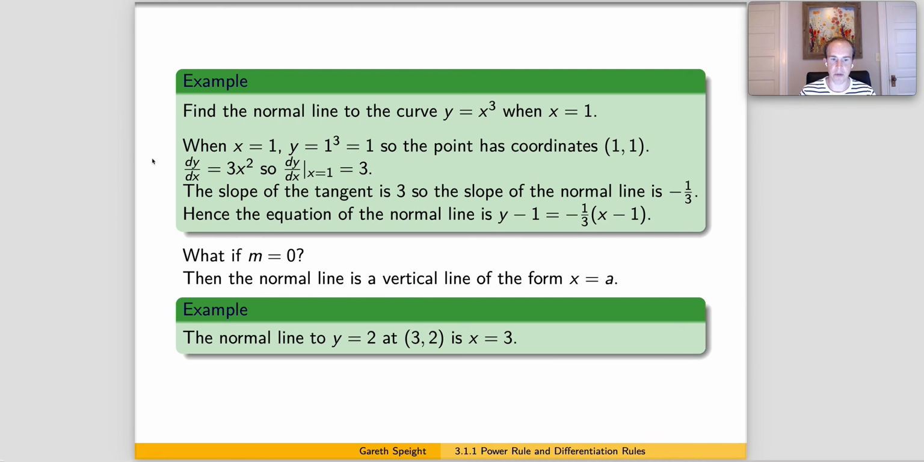So I have to think, okay, what am I doing? Well, y equals 2 is a horizontal line. So the normal line should be a vertical line. So it should be x equals a, and it should pass through (3, 2). So it has to pass through x equals 3. So it's going to be the vertical line x equals 3 in this case. So if the slope of the tangent is 0, the normal is vertical, and you have to do something slightly different.